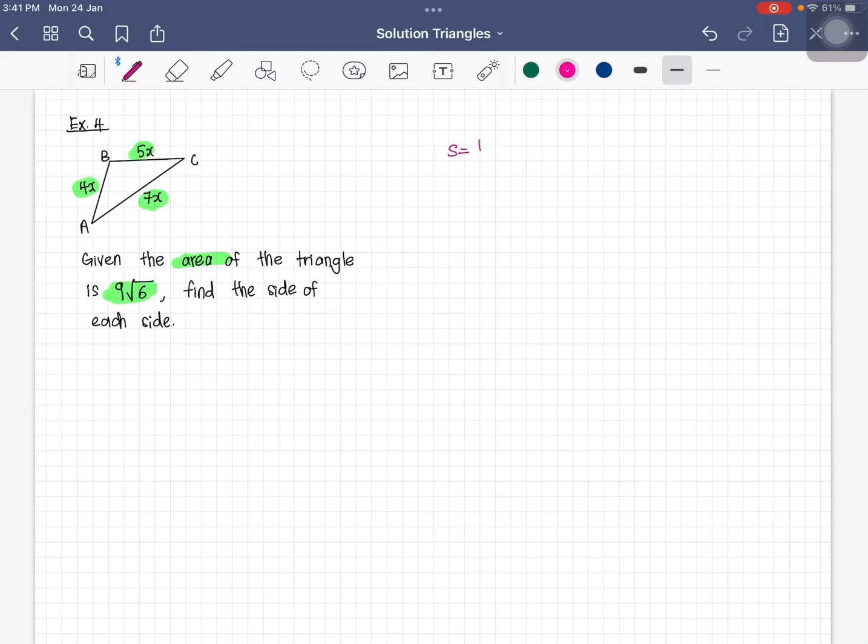So s is half of 4x plus 5x plus 7x. Therefore, I've got 4 plus 5 plus 7, half of the 16x will give me 8x. So that is my s. So now, the area for the triangle is given by the square root of s times s minus a, let me just write the formula first, s minus b and s minus c.